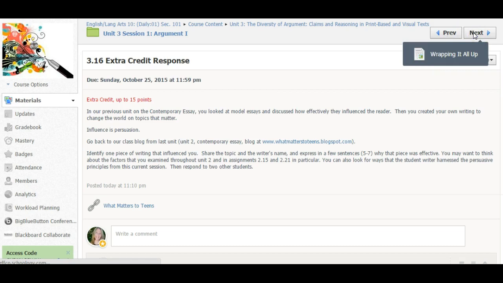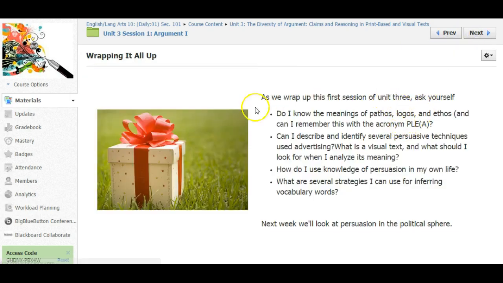As we get wrapped up, I want you to think about these goals that we have, that you understand these terms, that you're able to understand the techniques that are being used against you and those same techniques that you can use, what visual texts are, how you use persuasion in your own life, and strategies you can use in terms of structure for using vocabulary words. So that's more or less it.